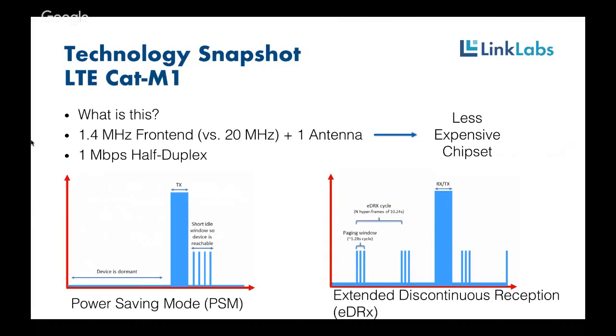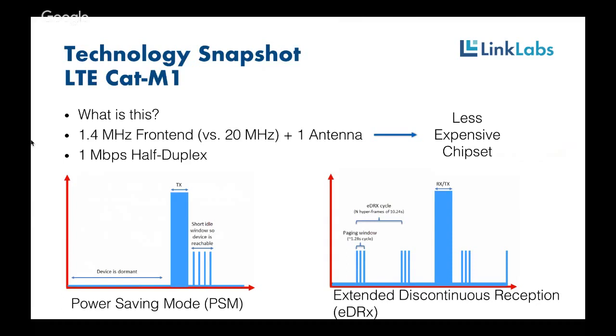It also has a much simpler front end. So you're taking what used to be a 20 megahertz or more LTE front end for your iPhone and reducing it down to about 1.5 megahertz. And it only has a single antenna. It's not a multi-antenna array. So the chipsets that support it are much, much less complex and therefore much, much cheaper.